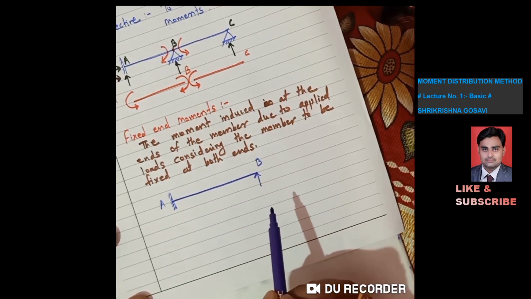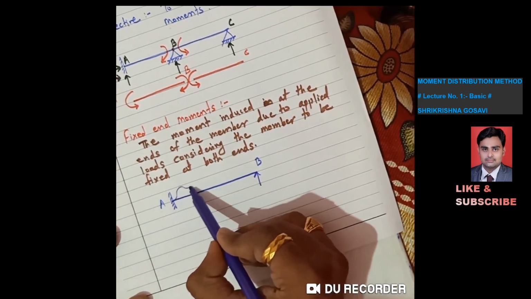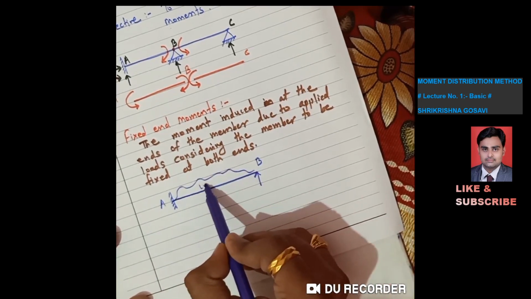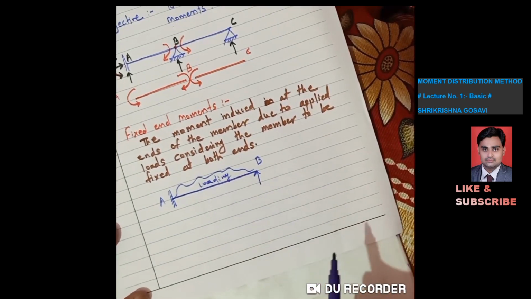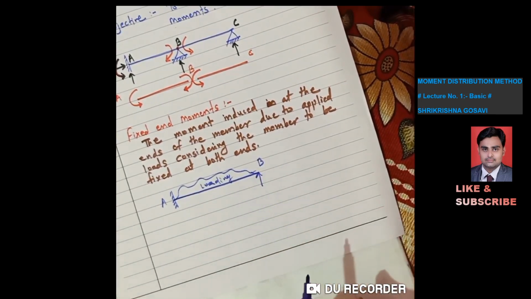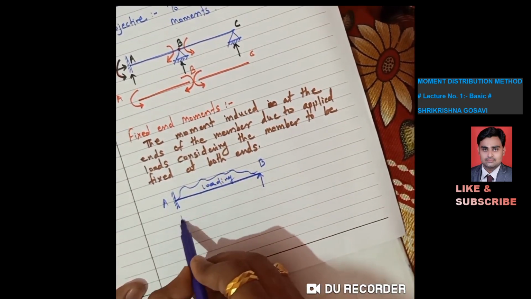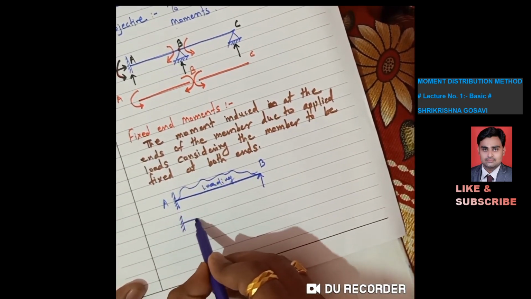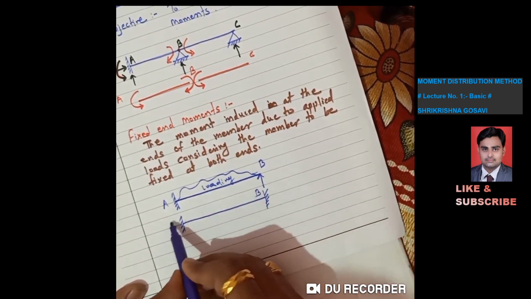But the meaning of fixed end moment is that we have to consider both ends fixed. Whatever the given type of loading, it may be a point load, UDL, UVL, whatever type of load is acting on the beam, it doesn't matter. But you have to consider both ends of the beam as fixed ends. So I will fix this end B also, point B, point A.